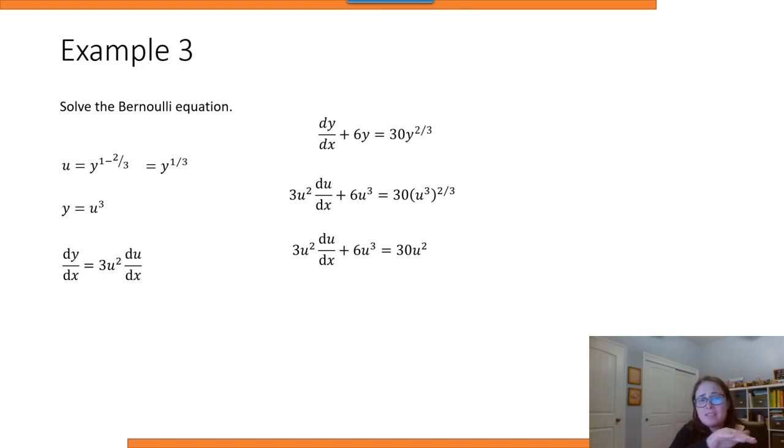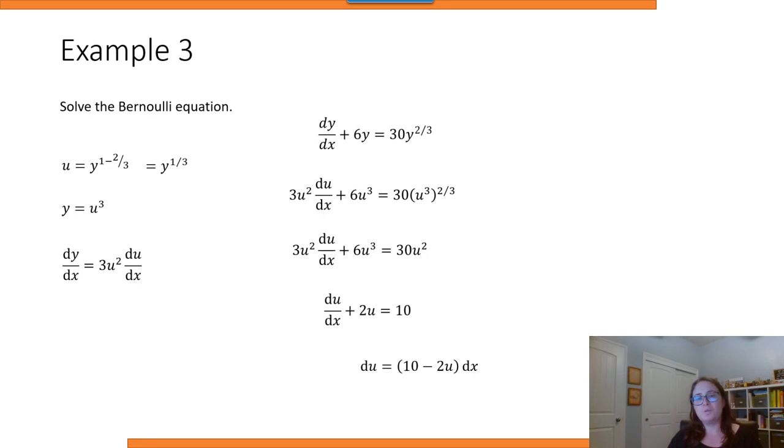I notice I have at least a u squared in every term here, and a common factor of 3 going throughout, so I'm going to reduce this by just dividing by 3u squared. Cleans things up a little bit, just makes life a little easier. So I've got du/dx plus 2u now equals just 10. So a lot nicer and a lot more obvious that this is separable. So I'm going to go ahead and start separating those variables.